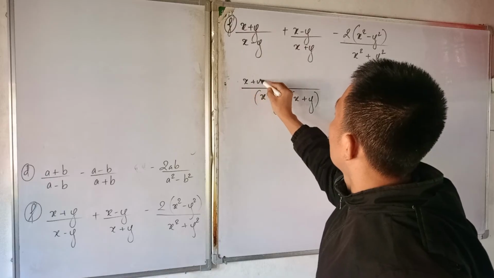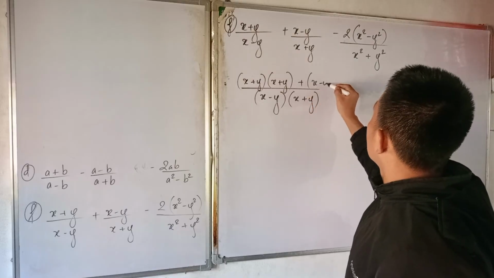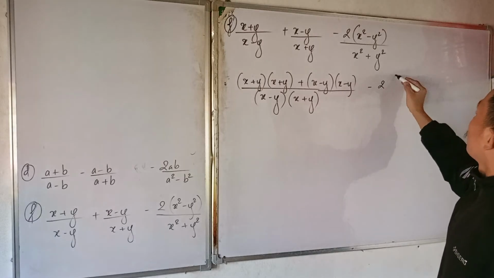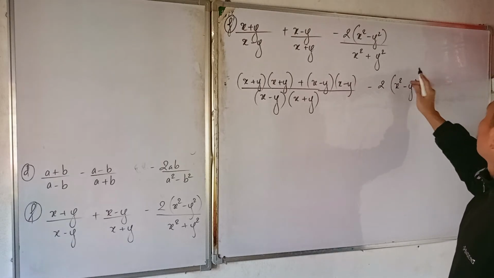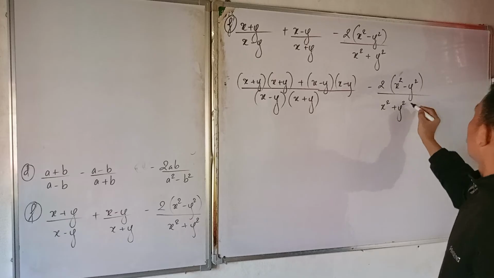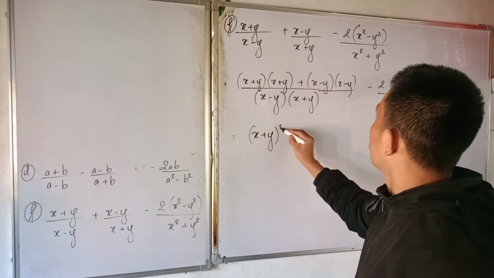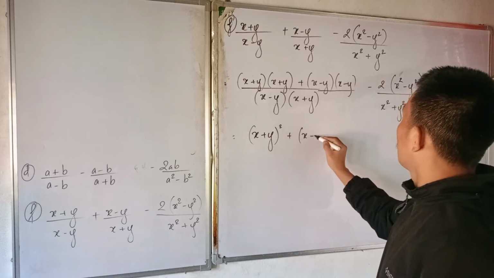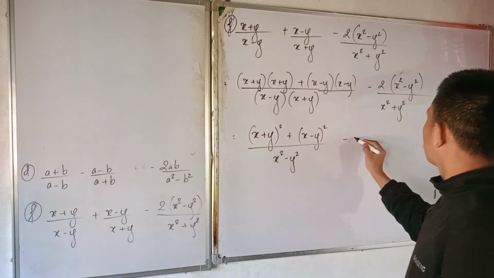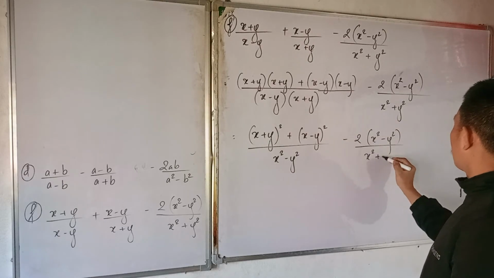So here x plus y and x plus y, plus sign, x minus y, x minus y. Tell me why. Tell me why. Okay, this will be x plus y whole square plus x minus y whole square. This becomes x square minus y square in the denominator. X square minus y square, x square plus y square.